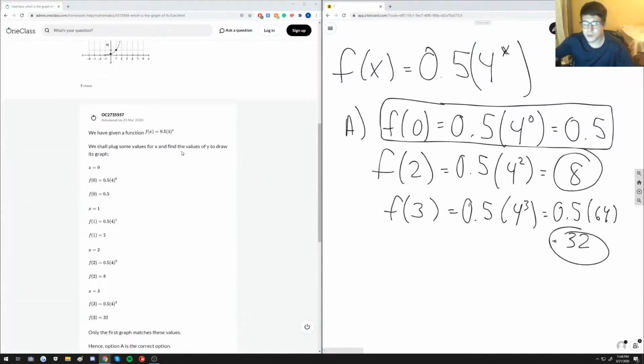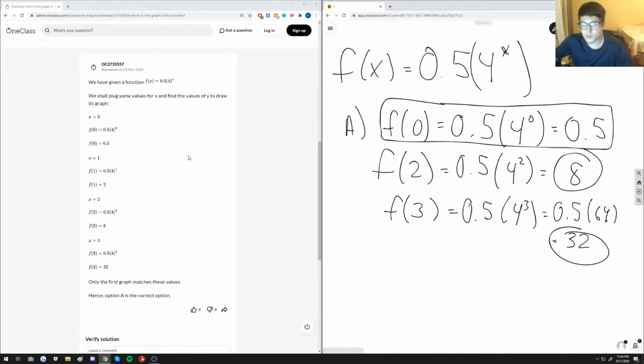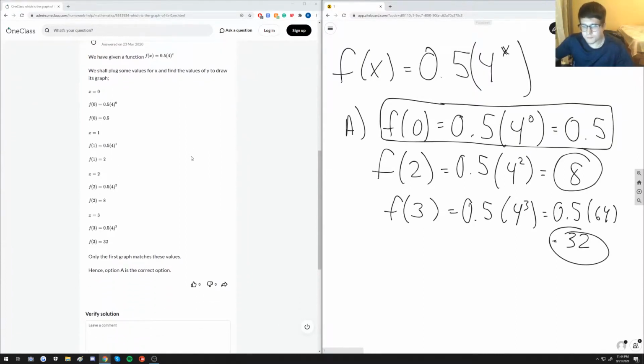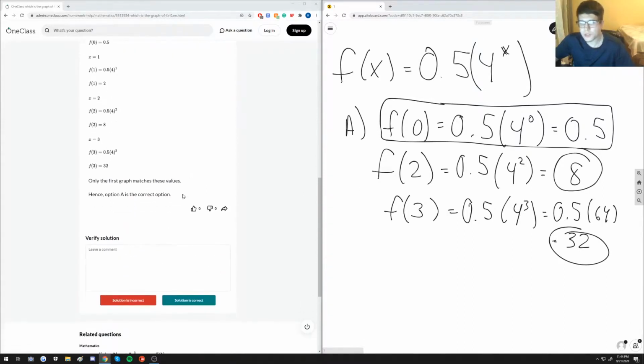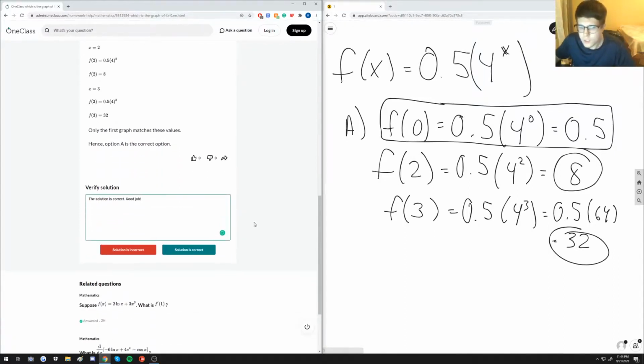And just looking through what was said in the written response, it seems like it's on point. This is an accurate answer, saying that answer choice A is the only correct option. So I'm just going to write that the solution is correct. Good job. Okay, and mark it as correct.